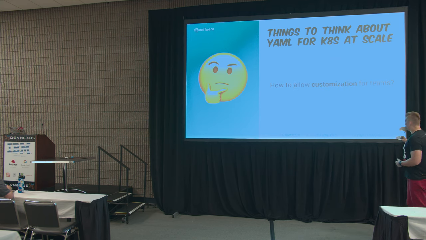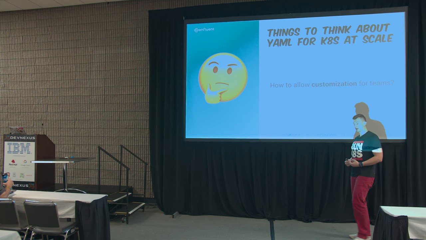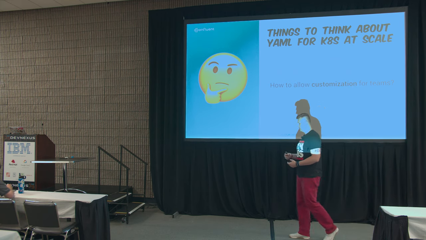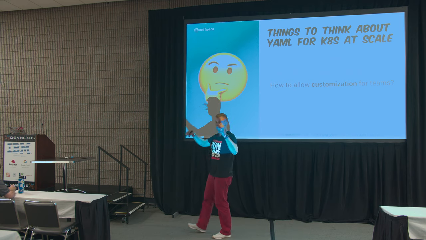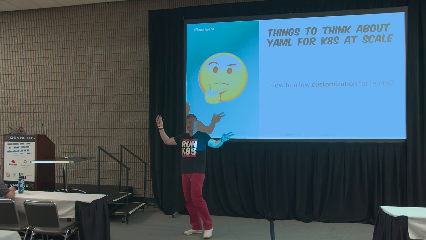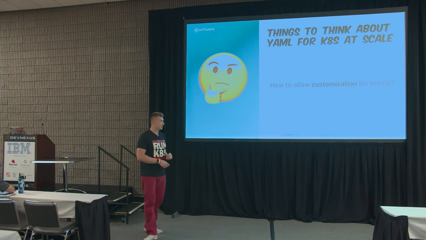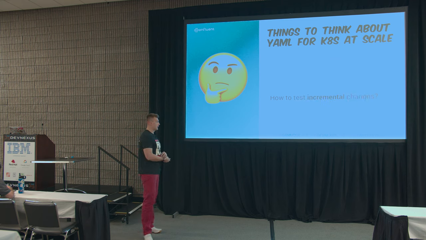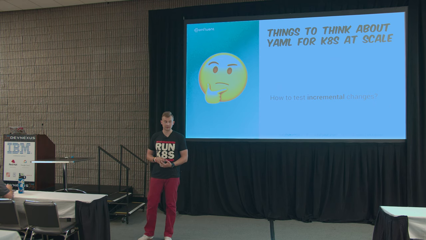So how can we provide ways for teams to customize it? Instead of just copy-pasting or forking this, and ending up with multiple forks of the same Helm chart or YAML file in multiple places, we want a framework-like approach where we can override things more easily. And most importantly, how you can track and have these incremental changes.